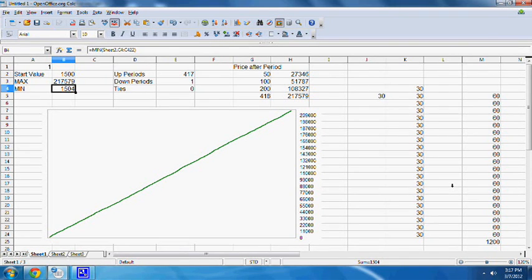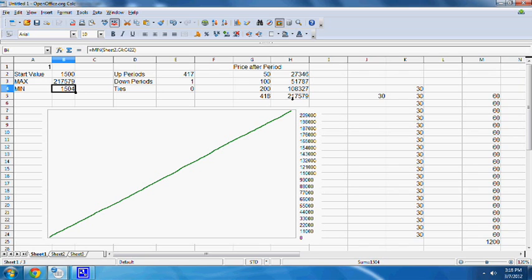Hello and welcome to today's video, and this is a random chart. I'll go more over this towards the end. But the chart's random, and what I do is I put the start value in. I start at 1500. It ended up, after 418 periods, going up to 218,000.